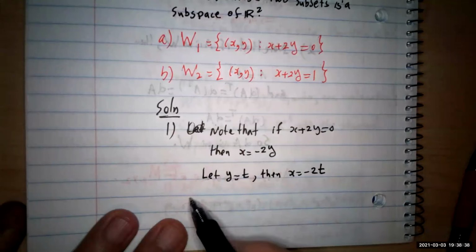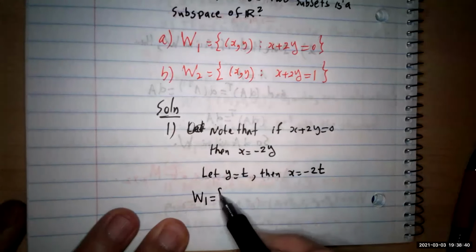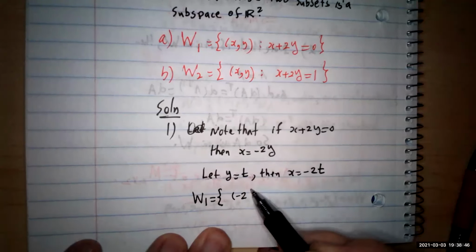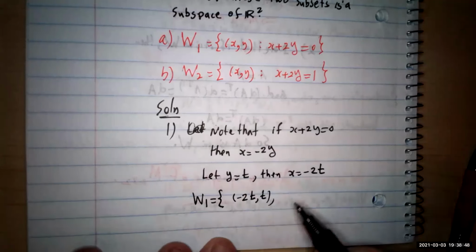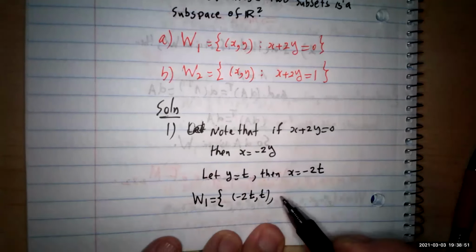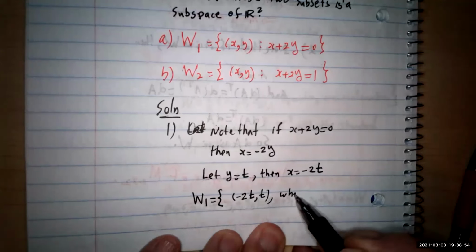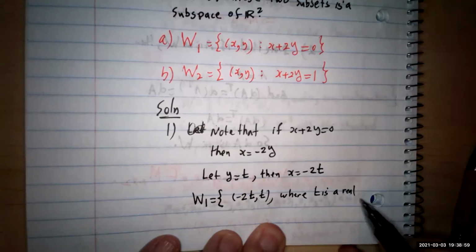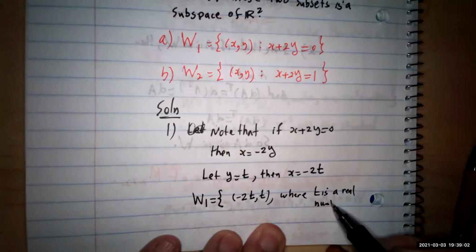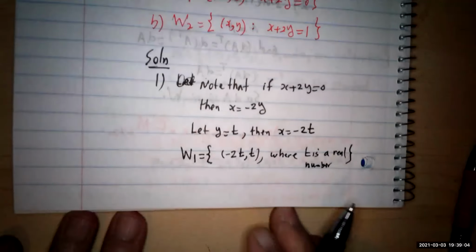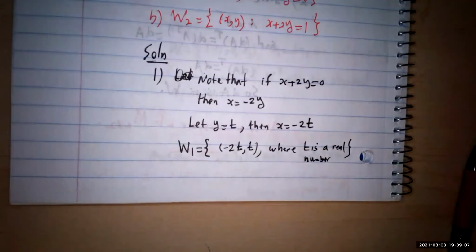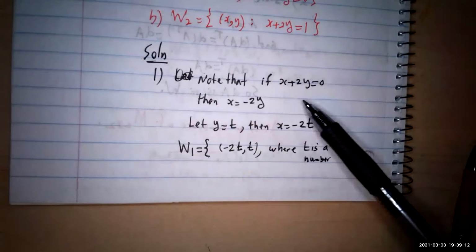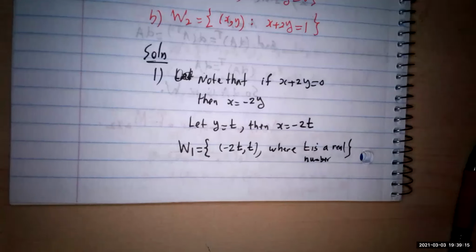So your W1 is of this format. W1 is the set of points of the form (negative 2t, t) for any real t, where t is a real number. Now it's easier to check those two conditions. This is the way we do it, because if you have a point with this relation, that would not be easy to prove.